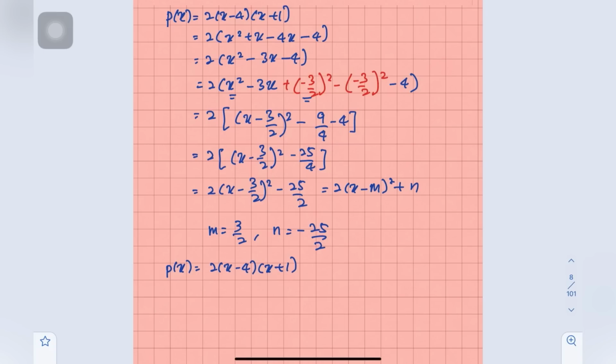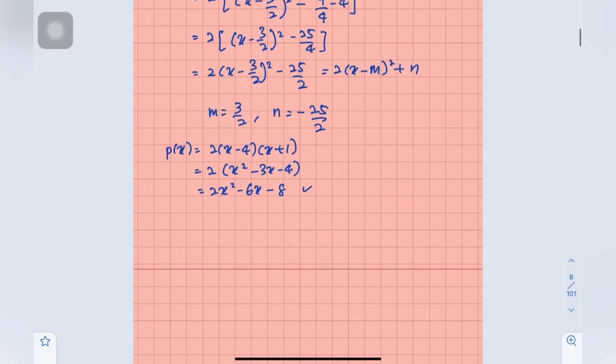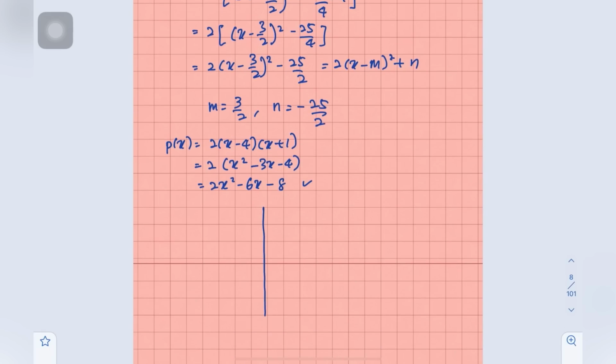From this, we can identify the roots. Okay, so just now when we expanded, we already have x squared minus 3x minus 4, so 2x squared minus 6x minus 8. Okay, so from this we can identify the y-intercept. Okay, so then to sketch this graph, the domain is not given. Okay, so then we can draw the vertical axis and horizontal axis. So this is x, this is p(x).